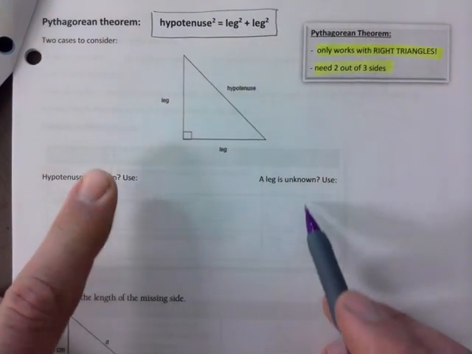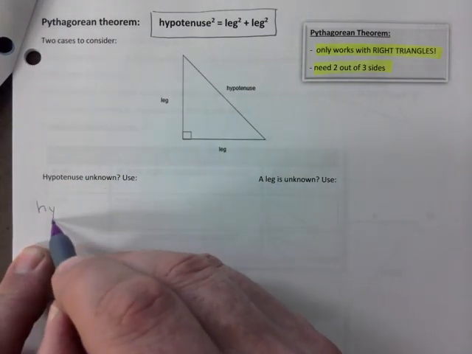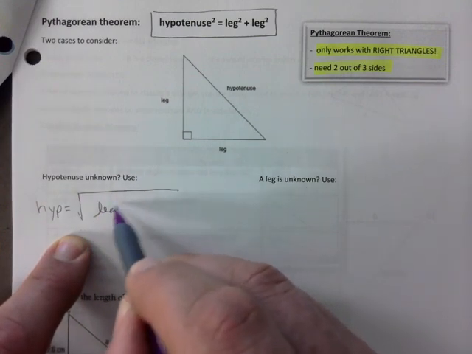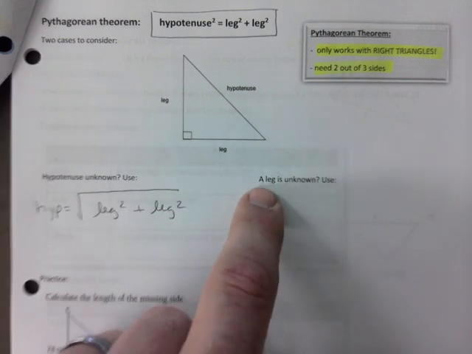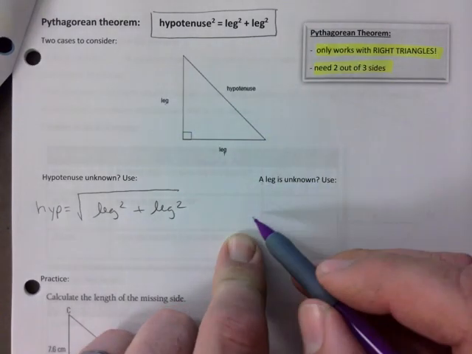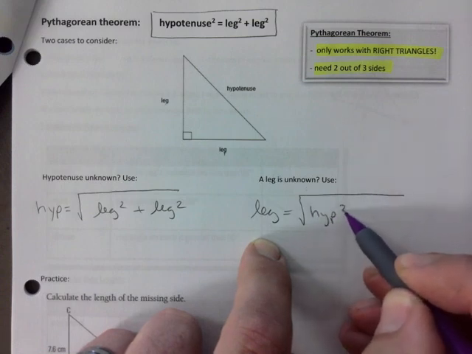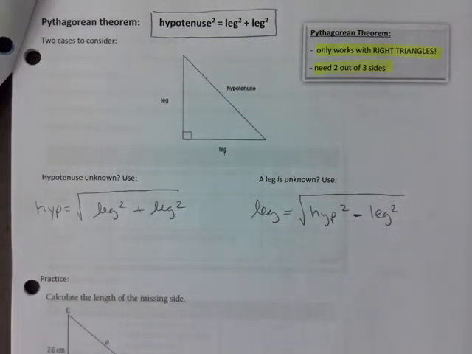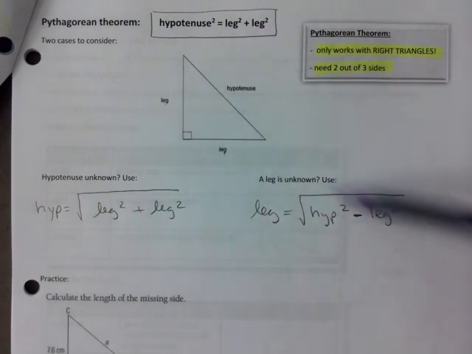So it comes down to this formula breaks down into 2 cases. If the hypotenuse is unknown, you do this. To find the hypotenuse, you simply take the square root of leg squared plus leg squared. If one of the legs is unknown, it doesn't matter which one, to find the leg, you take the square root of hypotenuse squared minus leg squared. There you go. That's your Pythagorean theorem. Basically, it's this one up here, but we manipulate it to look like either this or that.